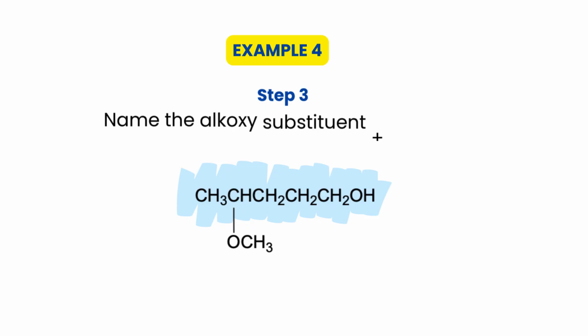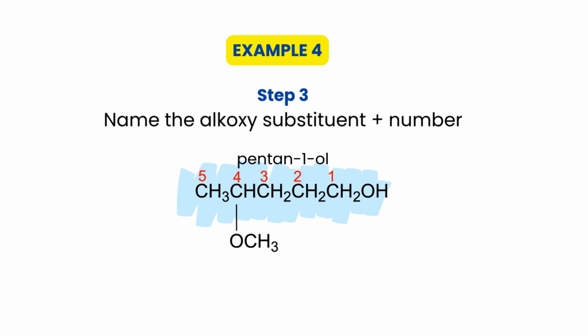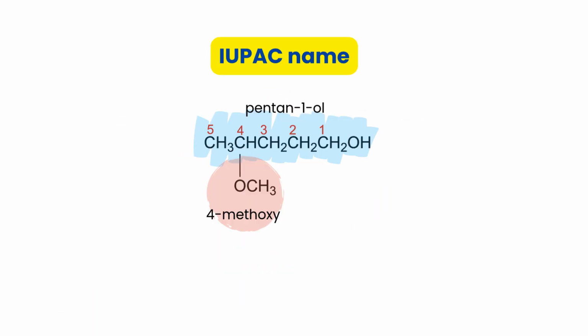Now you know this step. Since the OH group is the parent, we number the chain starting from the alcohol. It gives the parent pentan-1-ol. The ether becomes a substituent, and it's a methoxy group at carbon 4, so we call it 4-methoxy. So the final IUPAC name here is 4-methoxypentan-1-ol.